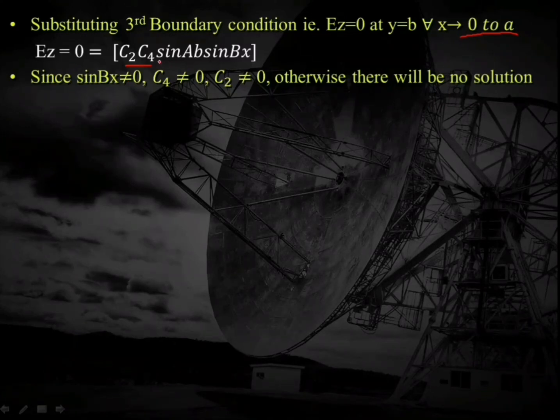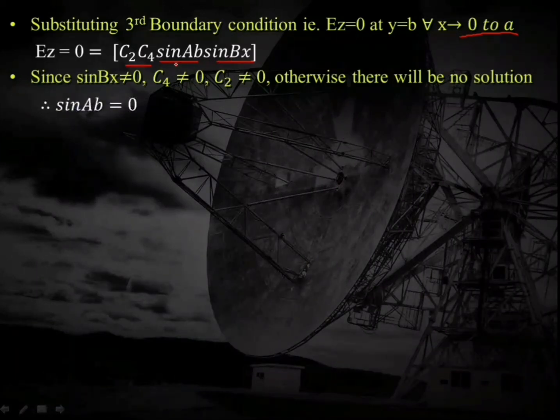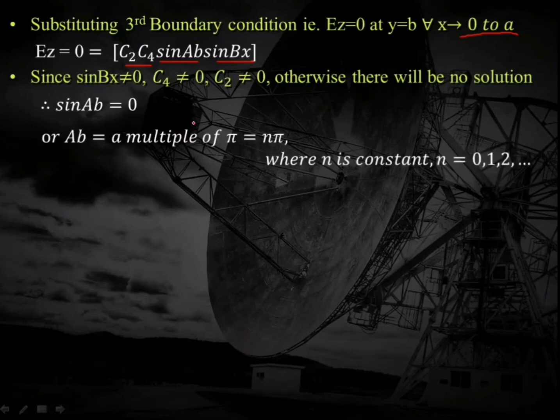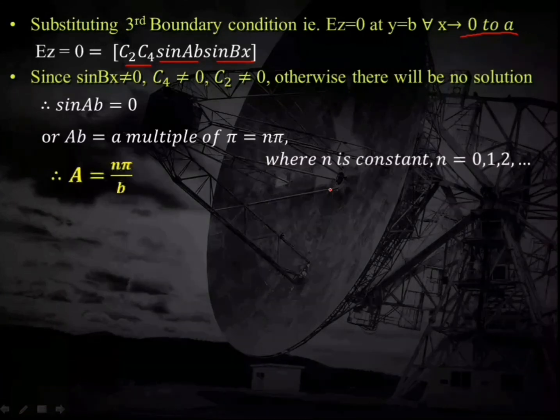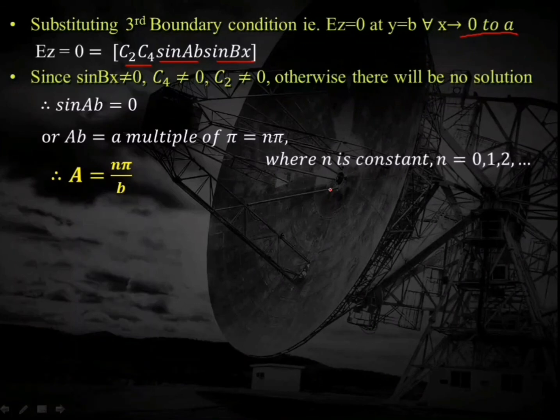So it means either sin A x should be equal to 0 or sin B y should be equal to 0. x is taking values from 0 to a, so it is not feasible to make it equal to 0. The only possibility here is that sin AB should be equal to 0. Now sin AB becomes equal to 0 only at multiples of pi, so AB should be equal to n pi, where n is a constant which can take values from 0 to infinity. Therefore, you can obtain here that capital A is equal to n pi by b.